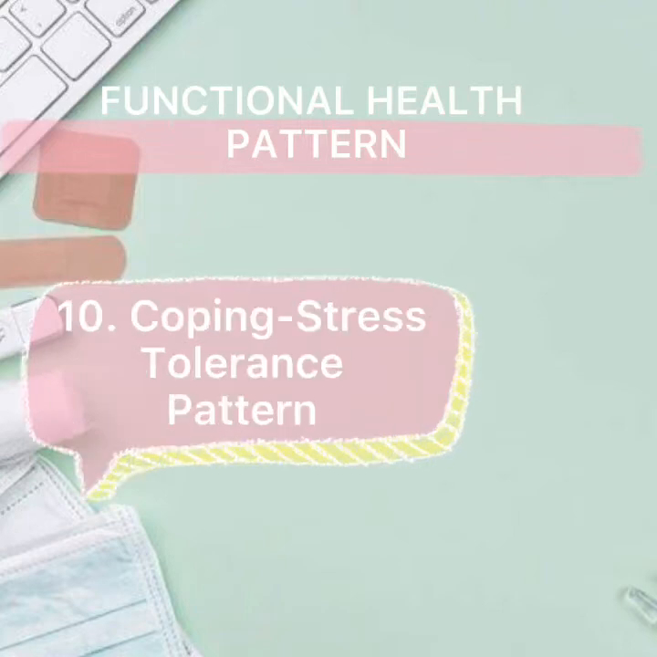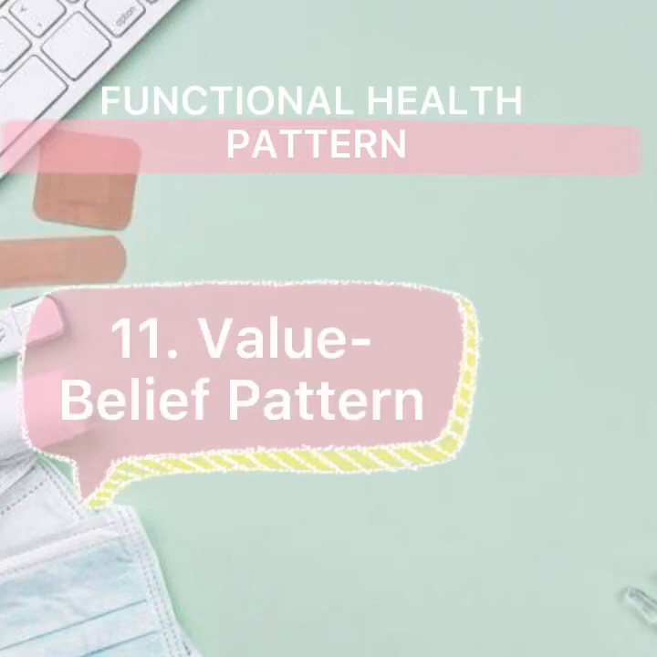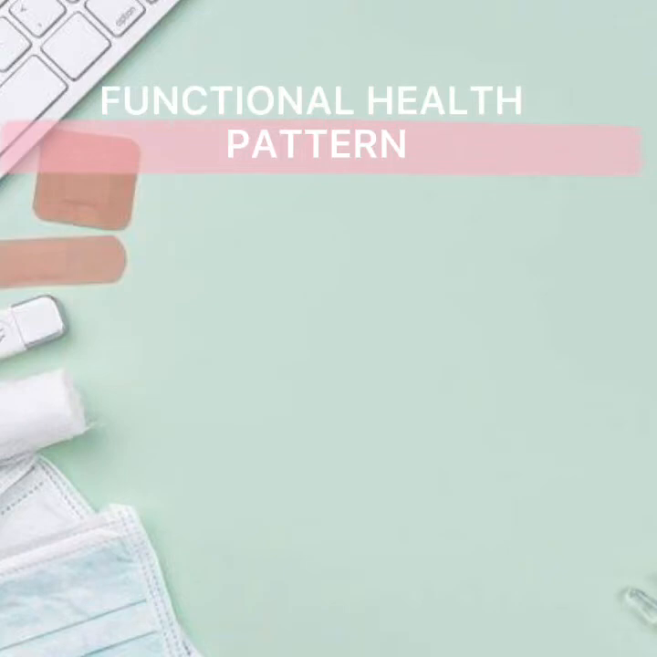Also, we have your coping stress tolerance pattern. Dyspnea causes anxiety and anxiety exacerbates dyspnea. The result is a vicious cycle. The patient avoids activities that cause dyspnea, becoming more deconditioned and more dyspneic. And lastly, we have value belief pattern. Determine the patient's adherence to the management regimen. Now, we're done with functional health pattern.